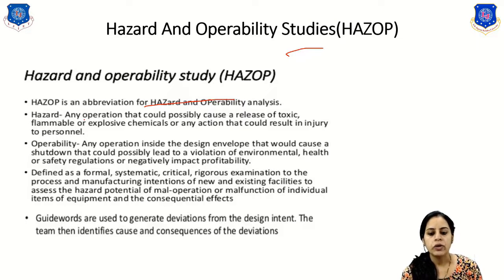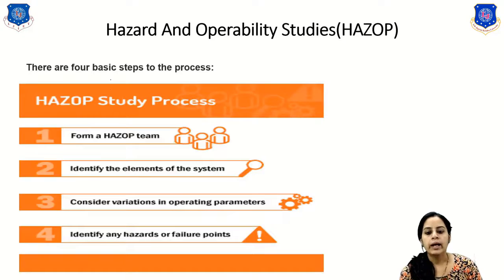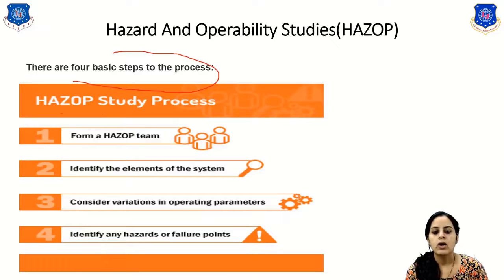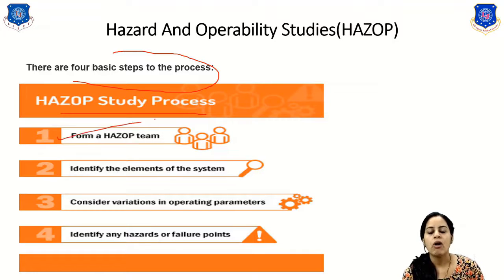So it is defined as a formal, systematic, critical, rigorous examination of the process and manufacturing intention of a new and existing facility to assess the hazard potential of a major operation and the malfunction of individual items of equipment and consequential effects. Okay. So the guide words are used to generate the deviation from the design intent. The team identifies which cause the consequences of the deviations, right? There are 4 basic steps to the HAZOP study process, the first one being to form a HAZOP team.